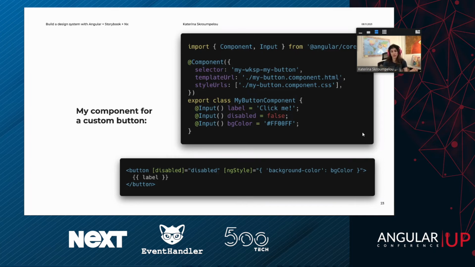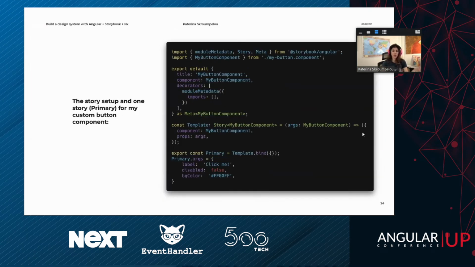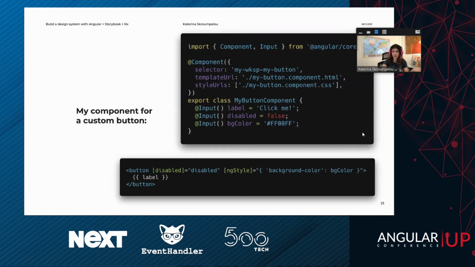And my template accordingly would look like this. It would take a disabled value, it would take an ng style for the background color, and it would also take the label. What would our story look like? Our story would look like this. You would export your myButton component, which you have imported, and then you would create a template. Inside that template, the story template, you would say that it's of type myButton component. So you would add myButton component in the story, and then you would pass the arguments. The arguments are essentially the inputs that the button takes, right?